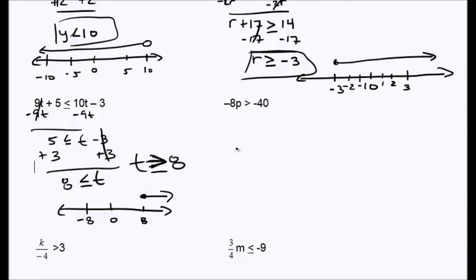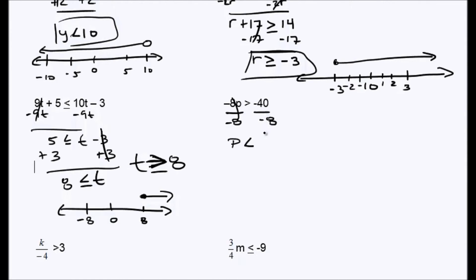Okay, now this is where it gets a little tricky. If you multiply or divide both sides of your inequality by a negative number, you have to change the direction of your inequality symbol. So for instance, to solve this for p, I have to divide both sides by negative 8. Remember what I said, if you multiply or divide both sides by a negative number, then you got to change the direction of your inequality symbol. So because I divided both sides by negative 8, instead of greater than, it becomes less than. I change the direction of my inequality symbol.